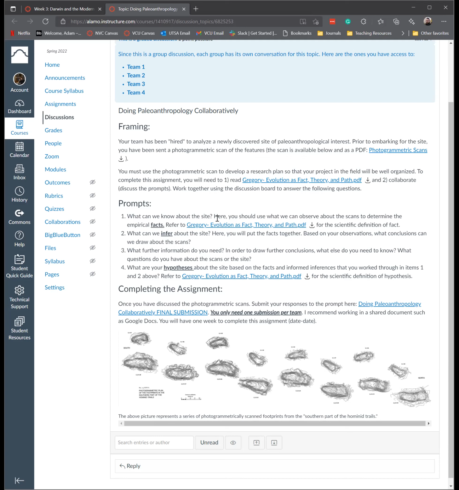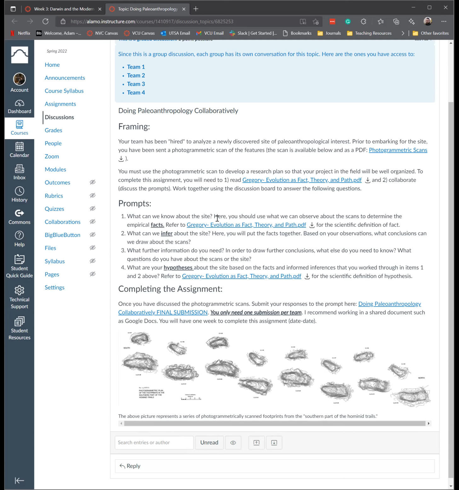The framing for this assignment is basically you and the team, your class team, have been hired to analyze this new site that's been discovered. Before you get out there to do the research, you need to gather as much information as you can, because part of any kind of scientific research design is figuring out what you already know so that you can make some inferences and figure out what questions you need to ask to actually do the science. Science is about answering questions.